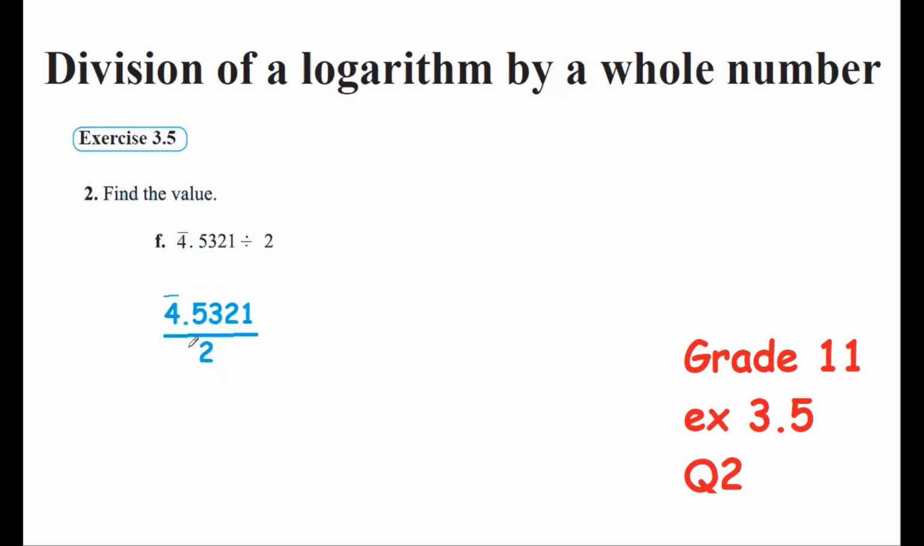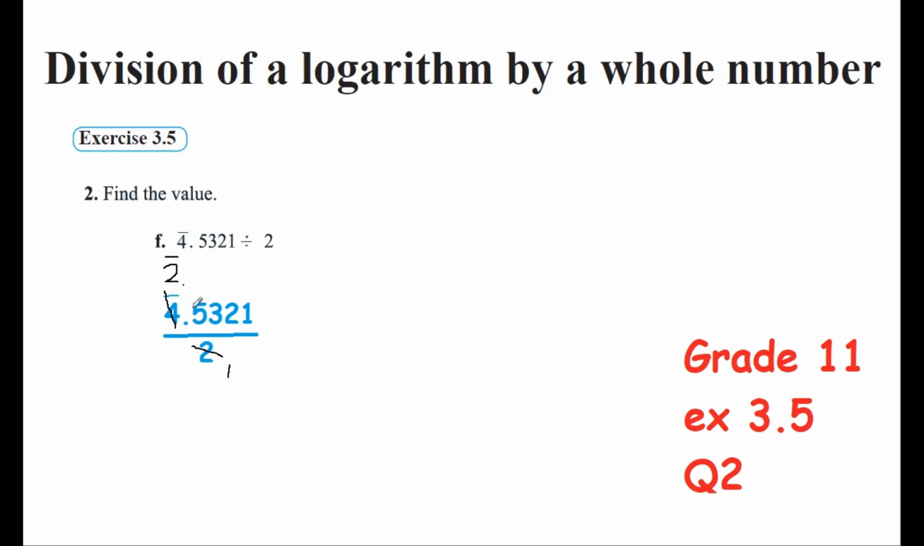So part F is bar 4.5321 divided by 2. So when you're dividing by 2, let's start simplifying. The bar 4, when you divide it by 2, gives bar 2. So it's a negative number, because of that, you just put the bar value here.